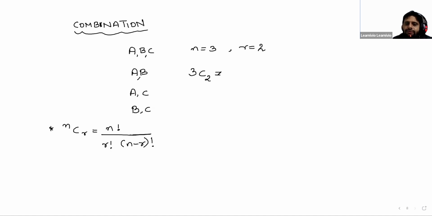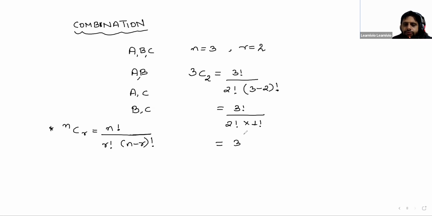So this will give us what? Applying this formula, n factorial means 3 factorial, by r factorial. What is r? r is 2, so 2 factorial. Next is n minus r, which means 3 minus 2 factorial. So this will give you 3 factorial by 2 factorial into 1 factorial. Finally, 1 factorial means 1. So finally we are getting this answer, 3 factorial by 2 factorial.